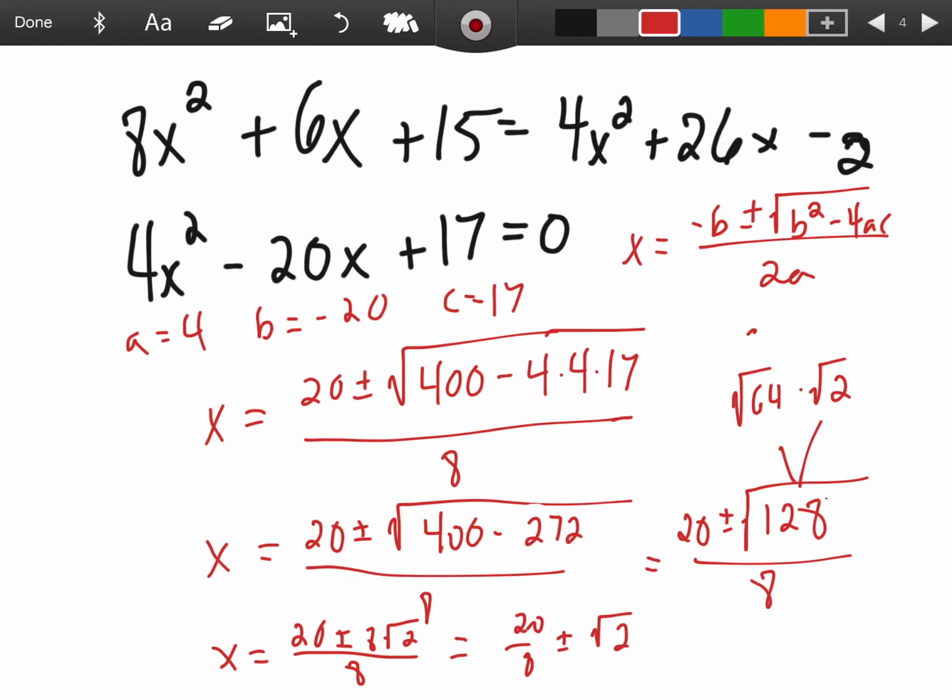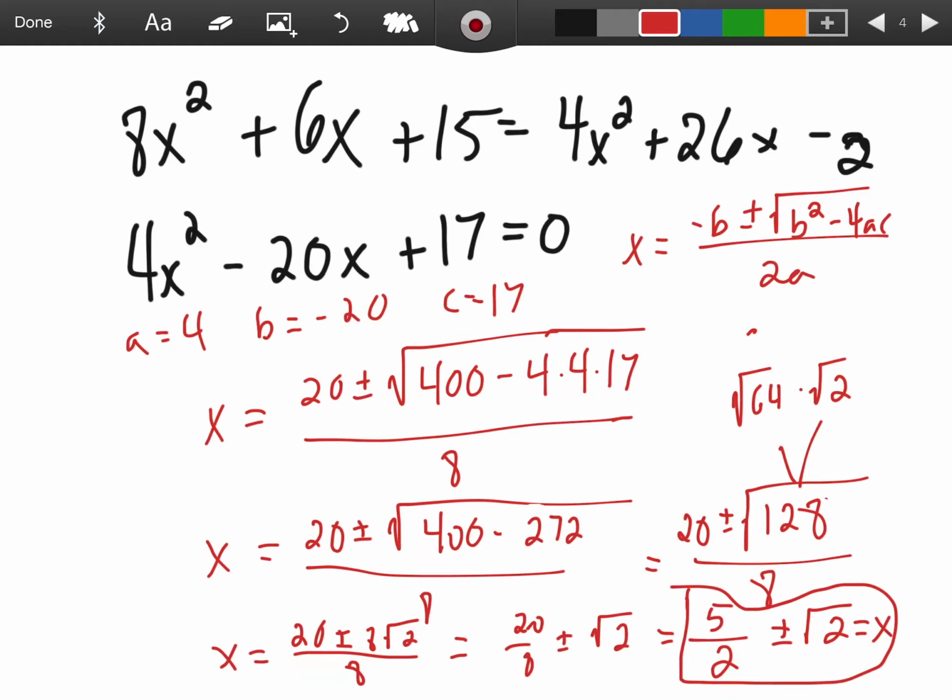And then let's just simplify. Both of those are divisible by 4. 20 divided by 4 gives me 5. So 5 halves plus or minus the square root of 2. All right, and that is our final answer for x. X is equal to 5 halves plus or minus the square root of 2.